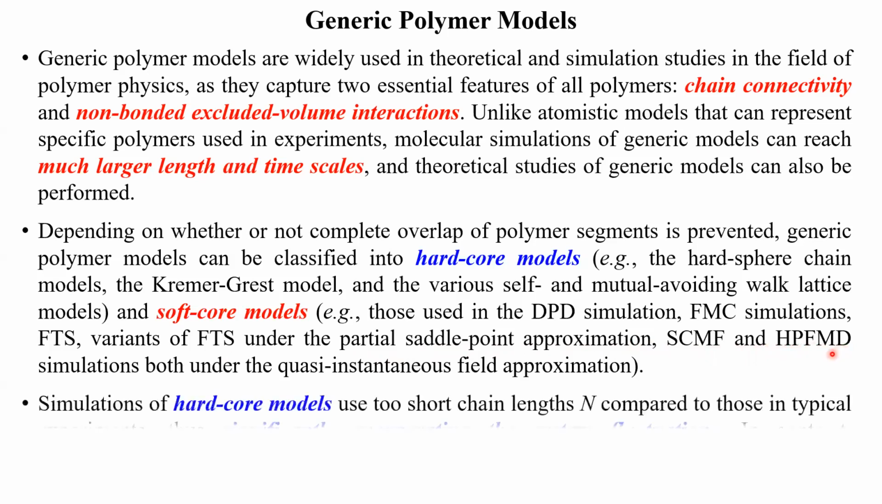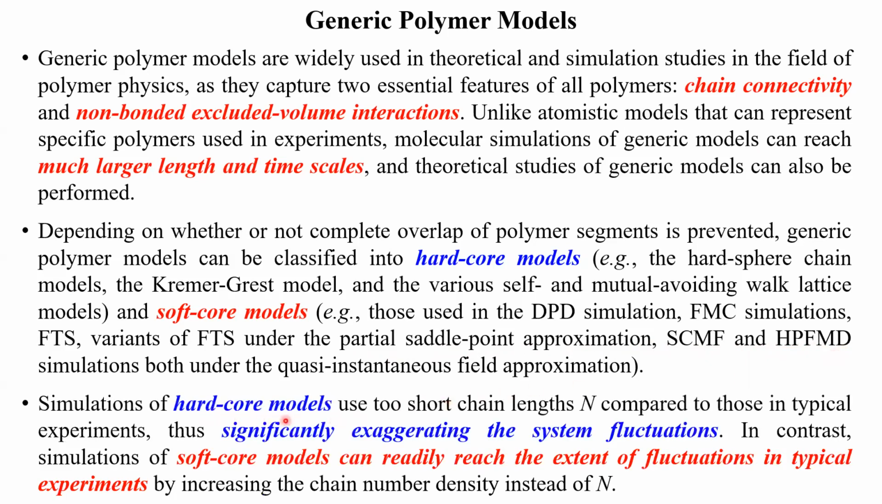By now, it's well understood that molecular simulations of hardcore models use too short chain lengths N compared to those in typical experiments, thus significantly exaggerating the system fluctuations. In contrast, simulations of softcore models can readily reach the extent of fluctuations in typical experiments by increasing the chain number density instead of N.